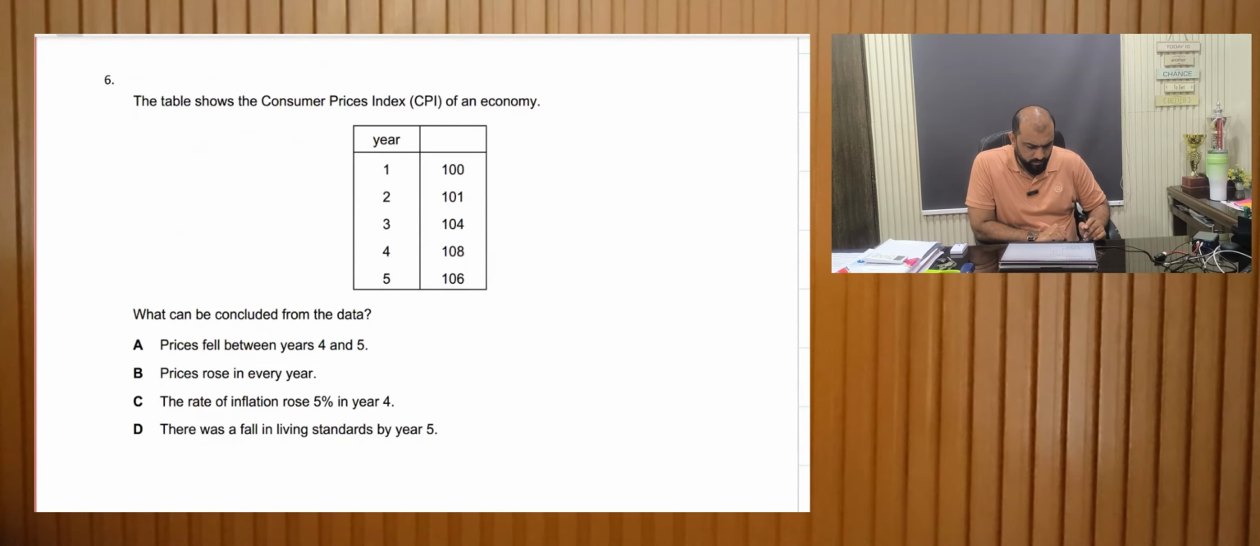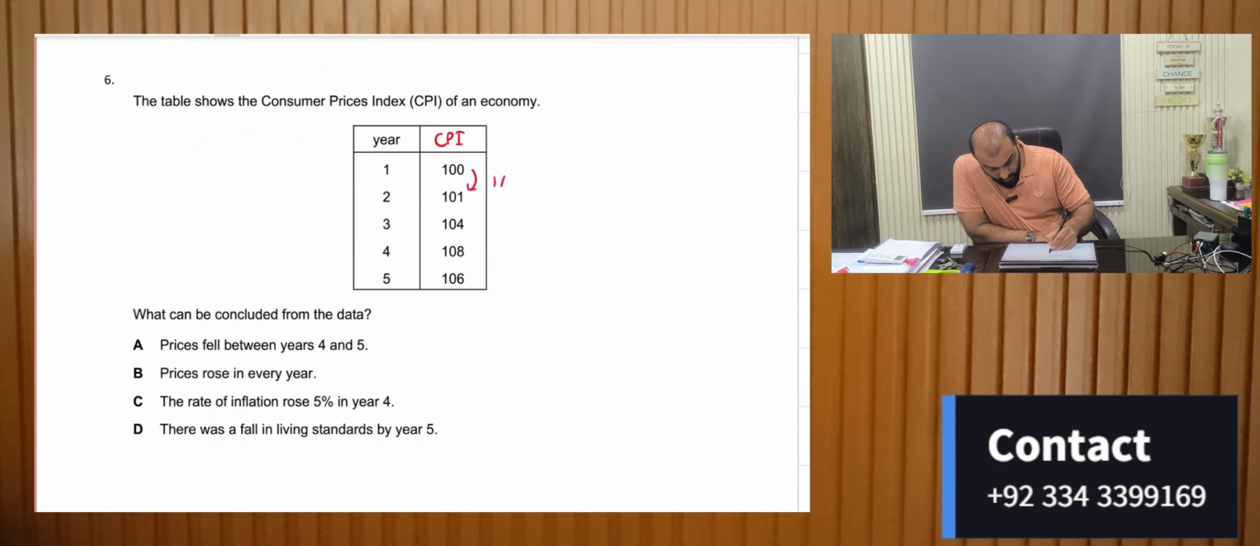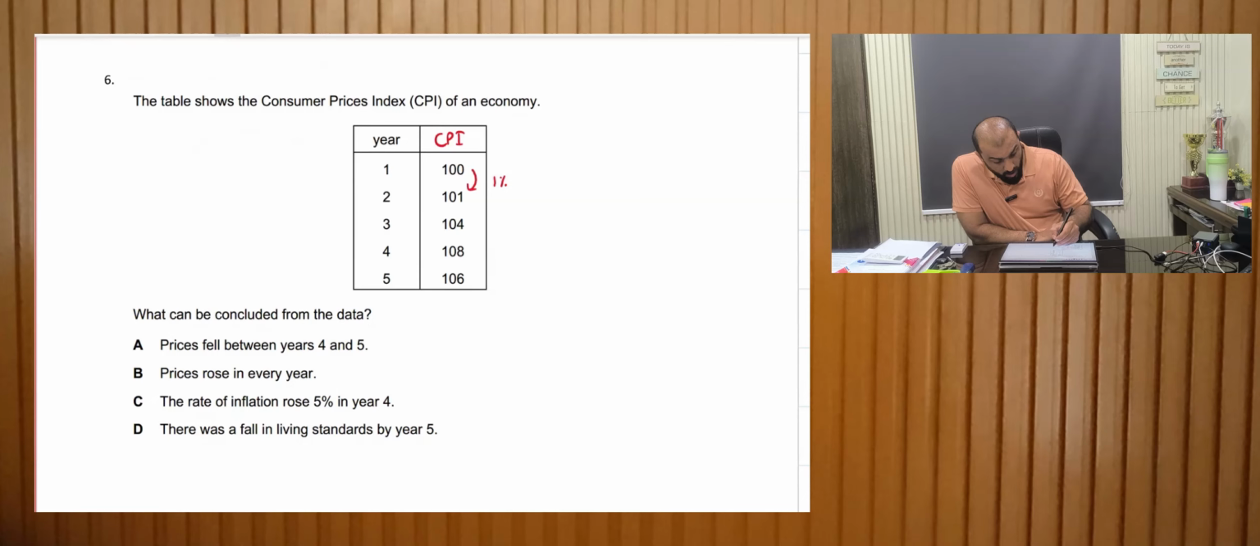Now, this is what we have already done before. Let me just solve this one. This is the CPI, which means that there was an inflation of 1%, and we need to calculate the inflation if required. Let's look at the options. The prices fell between year 4 and year 5. The CPI has decreased. Well, when the CPI decreases, it means that the prices have fallen.